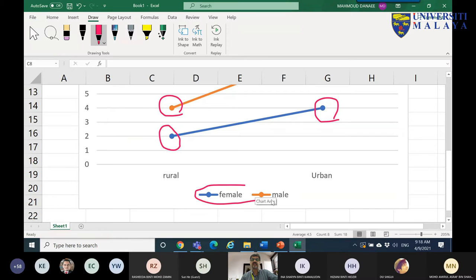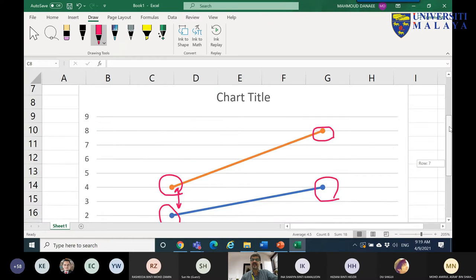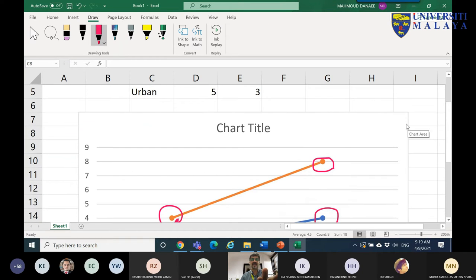So because one factor here is gender, the other factor is the residential area. So in both rural and urban, the female spend less time compared to the male, and this difference is almost the same. I think it should be 100% the same. Why? Let me check my data.